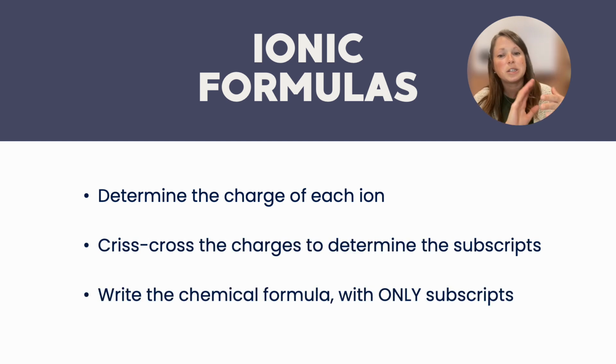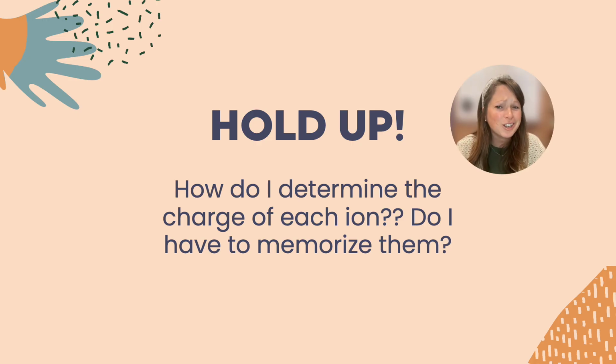First thing you always need to do is determine the charge of each ion. Then you are going to crisscross the charges. So basically you're going to take the charges, ignoring the plus or minus, and create those subscripts on the opposite portions of that formula. Then you'll write the chemical formula with only the subscripts. Again, charges are not included because basically what we're doing is we're cross-multiplying to make sure that our whole compound is neutral.